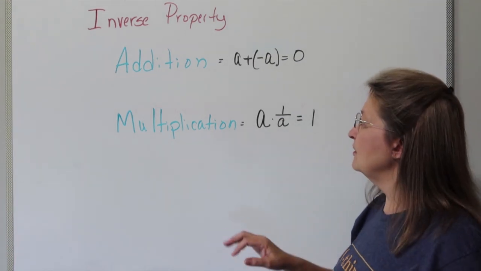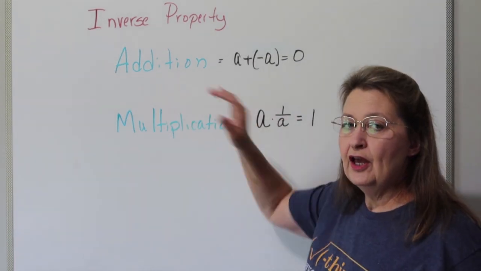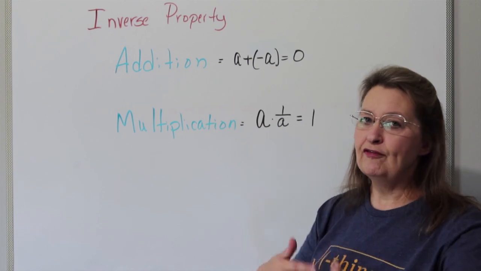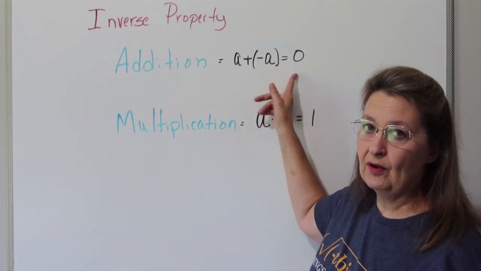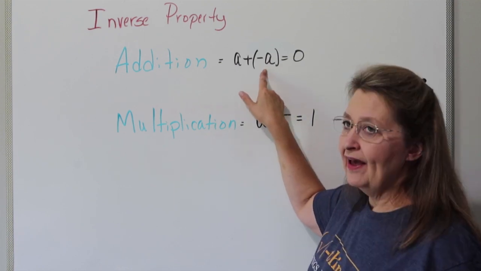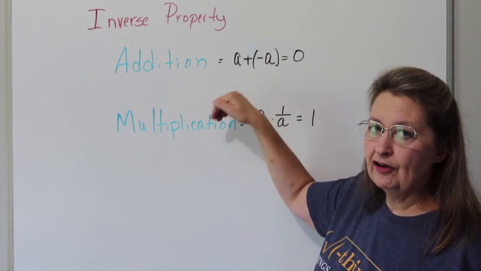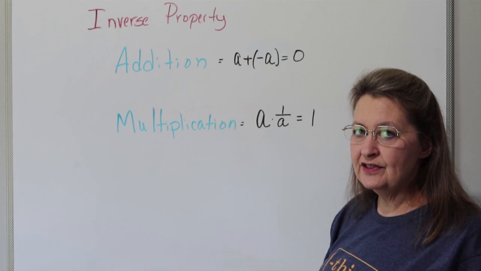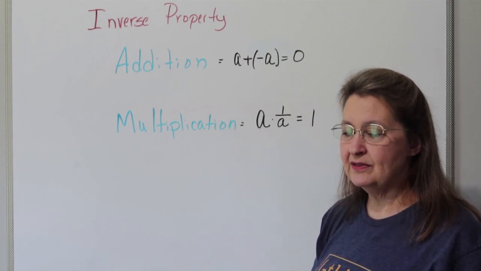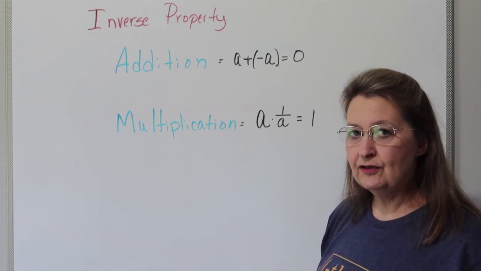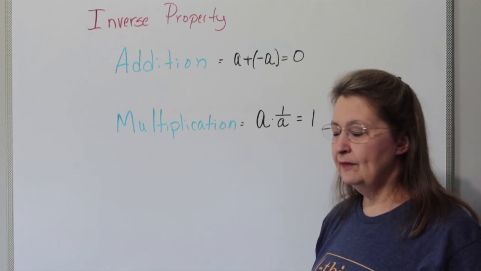And now our inverse property of addition and multiplication. This property simply states that in addition, there is a number for every number that when you add it to your given number, you get 0. In other words, negative a is the inverse of a. 7 plus negative 7 is 0. Every number has a number that's its opposite. If I give you 3 and ask you for the inverse, that's negative 3.